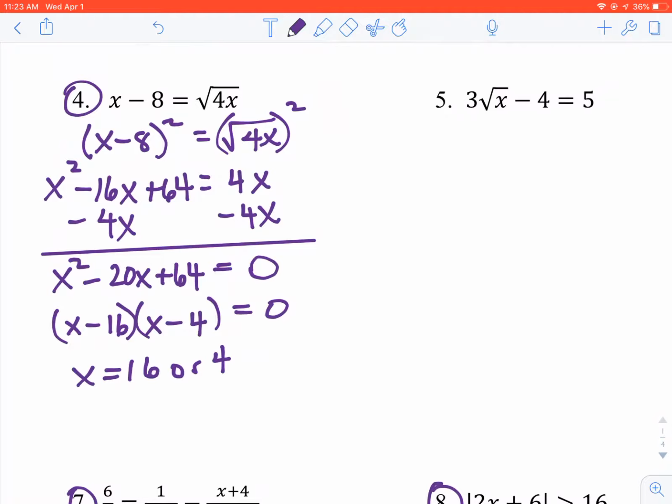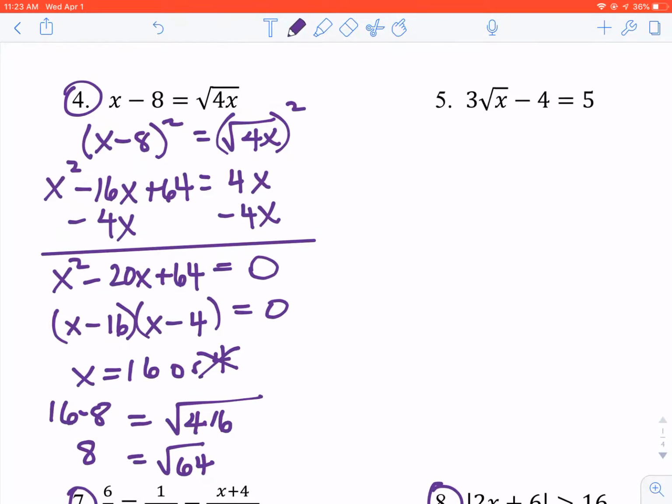All right? So the first thing that I notice is with the 4, when I do 4 minus 8, that's a negative number. That's a negative 4. So right away I'm going to throw away 4, because we're talking about principal square roots when we solve equations like this. So I'm going to throw the 4 away, and I'm going to check the 16. So 16 minus 8 is just 8. Does that equal the square root of 4 times 16? 4 times 16 is 64, and the square root of 64 is 8. So then I would keep x equals 16.